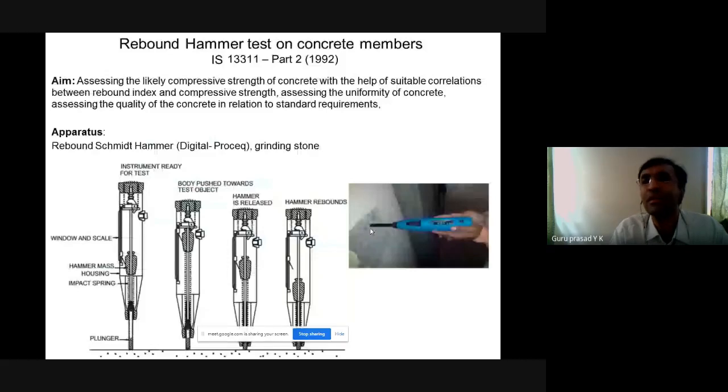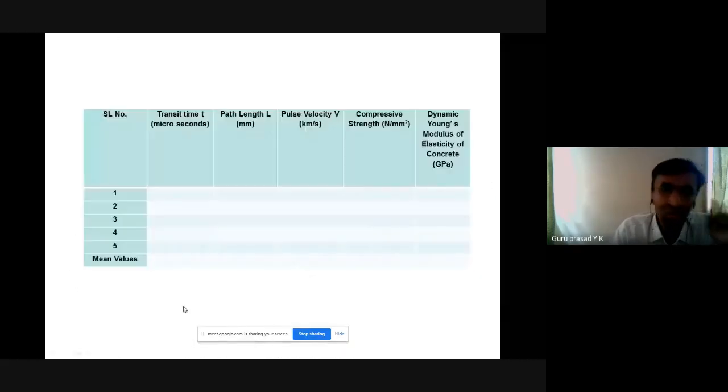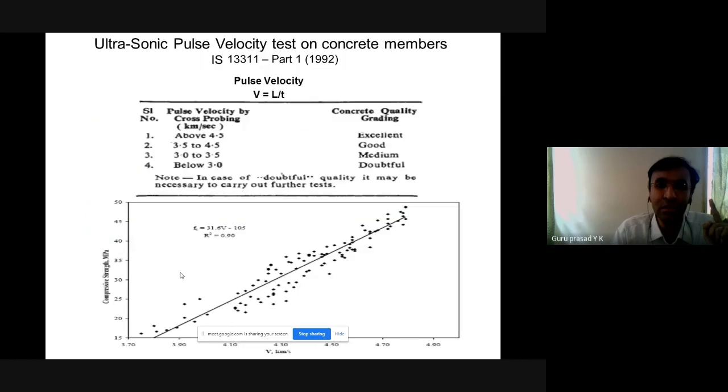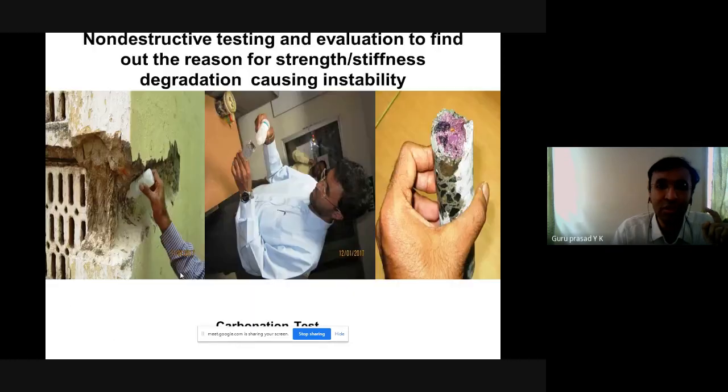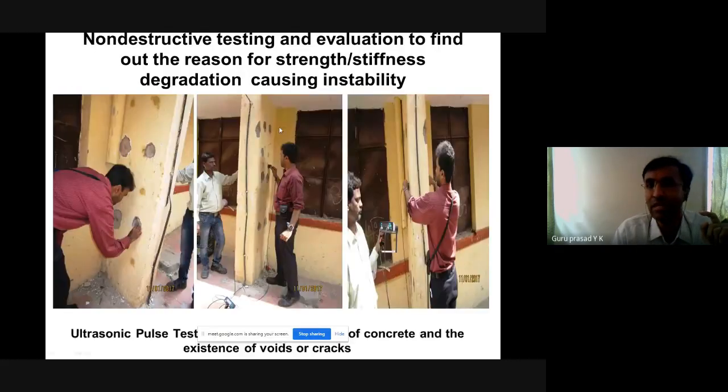Okay. So when ultrasonic pulse velocity testing is done, what you need to do is remove the mortar. You need to chip off the mortar from the location where you are going to place the probes. You can see in the first figure which I have shown you, you have to place the probes. This is direct probing. This is nothing but the direct method.